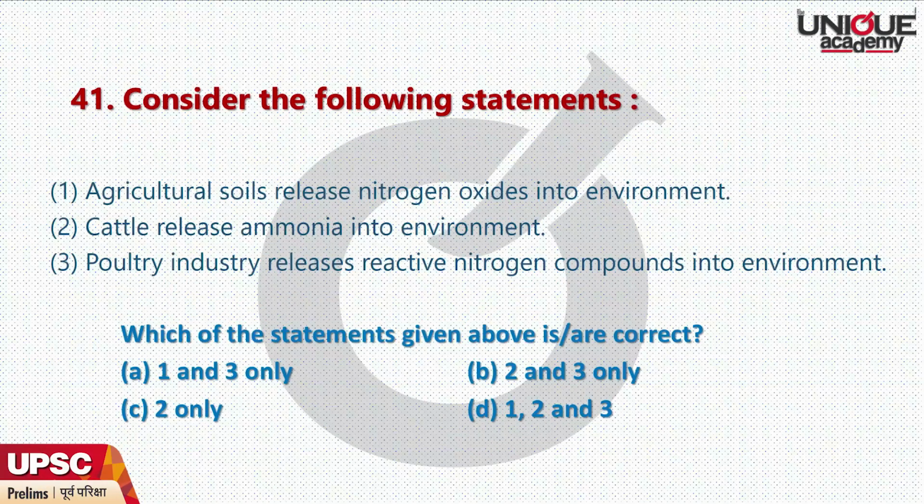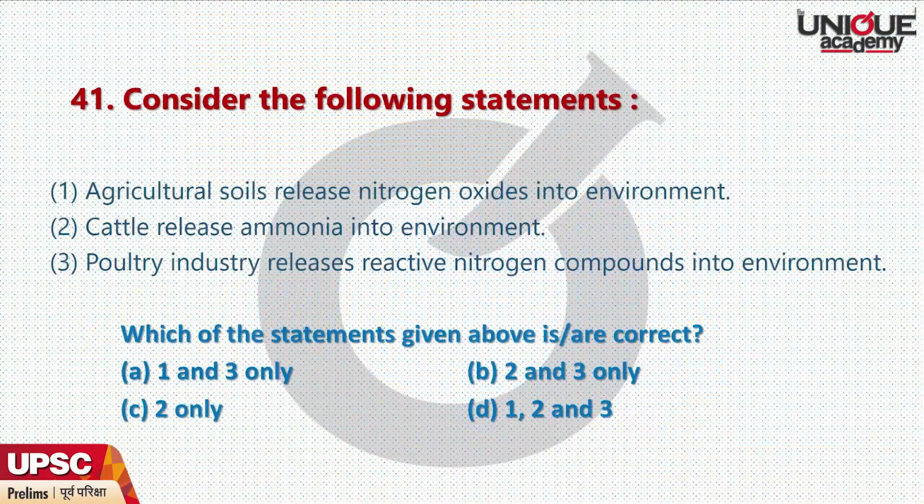So coming to question 41, consider the following statements again. Agricultural soils release nitrogen oxides into the environment. This is very obviously true. Cattle release ammonia into the environment. Now this is a very interesting aspect, because last year there was one drug approved by the US FDA which will reduce the ammonia released by the cattle. Ammonia has a lot of side effects, such as itches and burning sensations, and especially in America, where the beef industry is huge, they needed some type of ammonia inhibitor. So that's why they developed that product. That is why the statement has been put in your exam: cattle release ammonia into the environment.